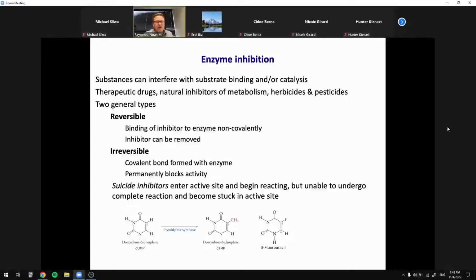And we talked about how really good reversible inhibitors, technically, are the transition state analogs, right? Because remember how enzymes are working and stabilizing the transition state. And so if you have an analog to that transition state, it's going to bind very well into the active site.